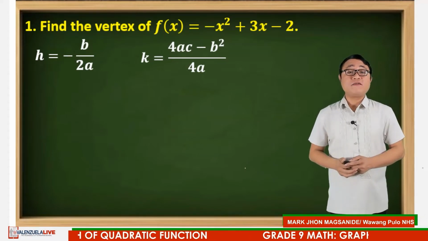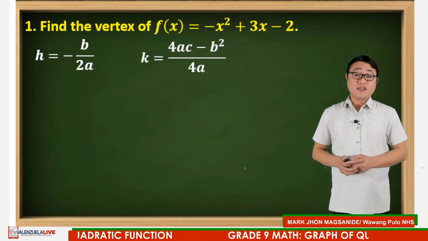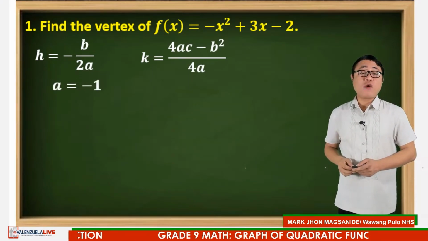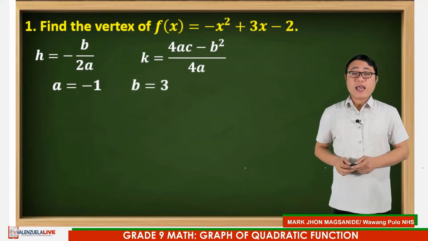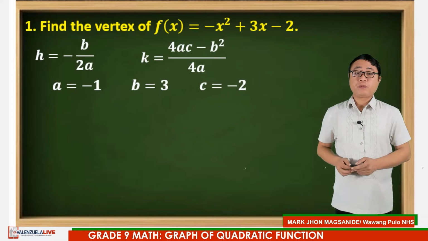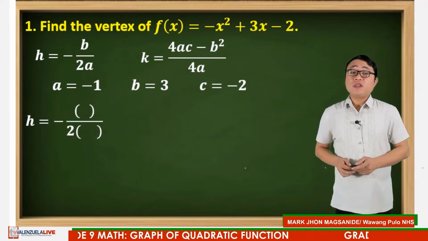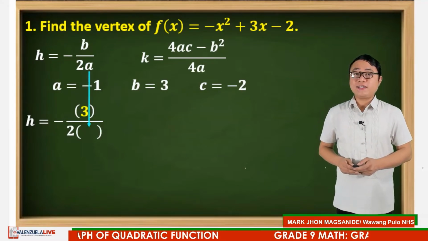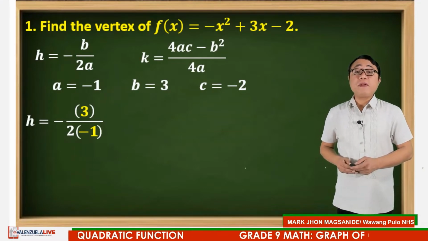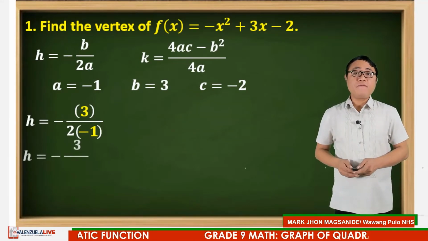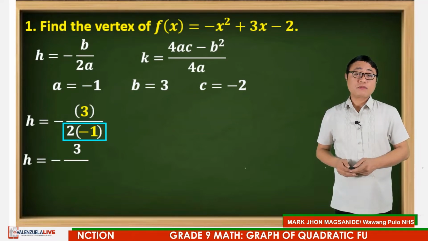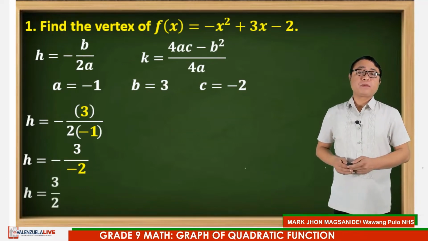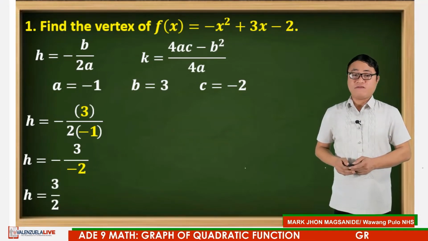Since the formula requires the value of a, b, and c, determine their value from the given quadratic function. a is equal to negative 1, b is equal to 3, and c is equal to negative 2. For h, substitute the needed value in the formula. b is 3, and a is negative 1. Simplify this. 2 times negative 1 is equal to, yes, that is negative 2. Further simplifying, we get h is equal to 3 halves.